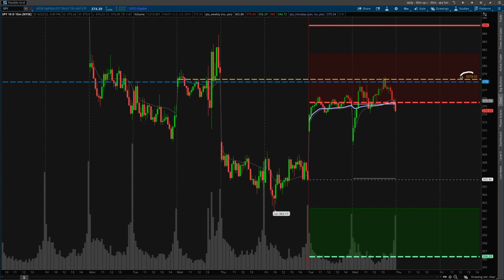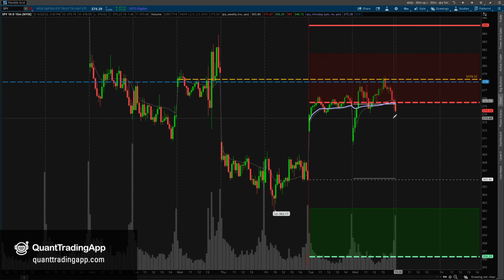So we have a couple levels. We have a virgin point of control, and then we have this max pain right here. So yesterday, as the market was rallying into this level, we can see that there was rejection, as we had these levels from yesterday for the Quant Trading App members.